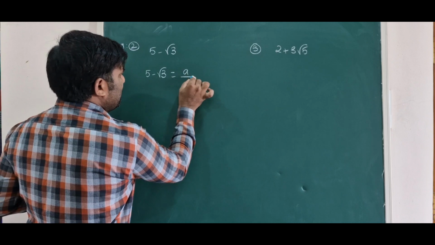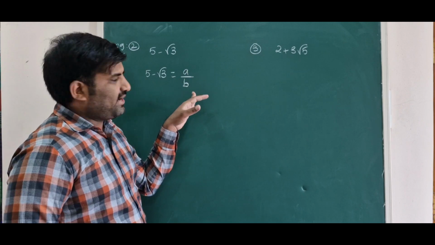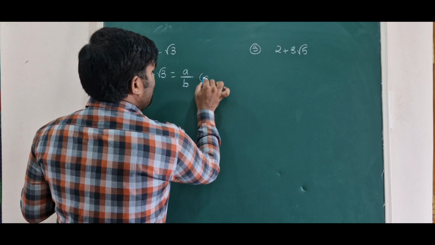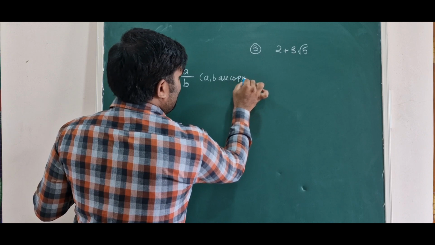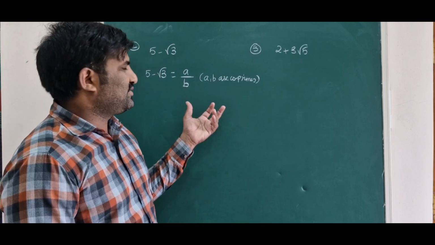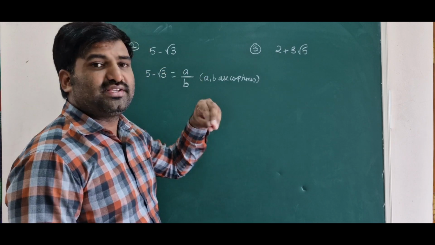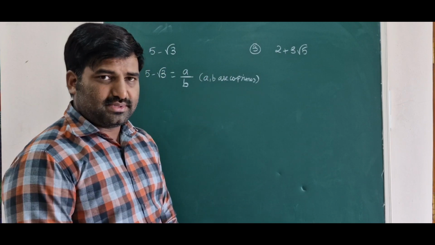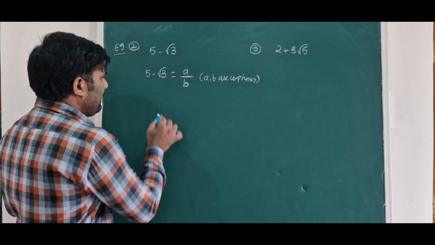What is a rational number? We have to take that the given number is in the form of p by q, or I am taking a by b. What are a and b here? a, b are co-primes. Actually you should take that a, b are integers. Co-primes are also numbers from the integers only. So I am taking integers which don't have any common factor except 1. Now we take 5 minus root 3 is equal to a by b.